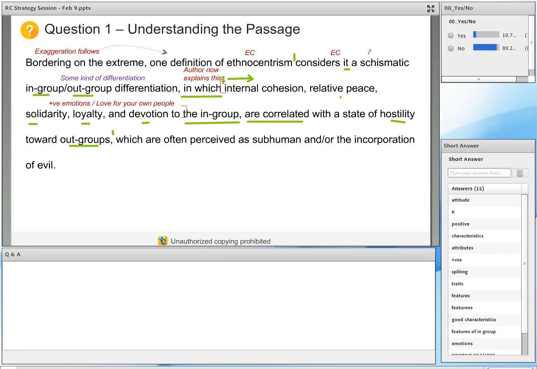Okay. Now, how many of you applied the tactical strategy of shortening the technical terms here? How many of you did that? How many of you did internal cohesion as IC, relative peace as RP, solidarity as S? Okay, that is not the correct application of the shortening of technical terms. Internal cohesion, relative peace, solidarity, these are not technical terms. These are terms that you're familiar with, right? Relative peace, solidarity, you're very well familiar with these terms.